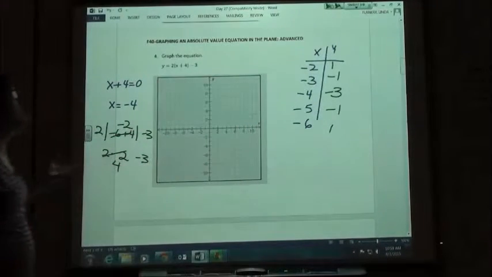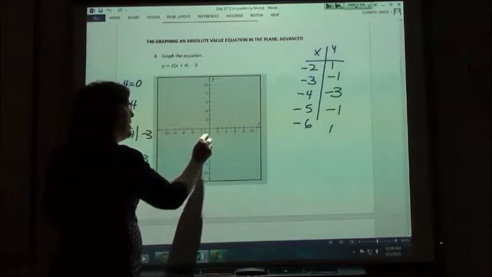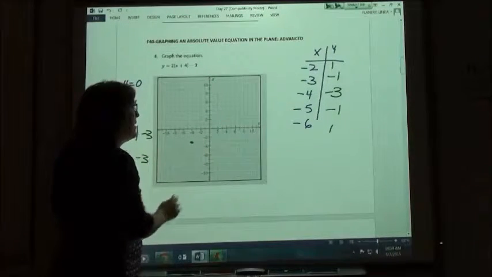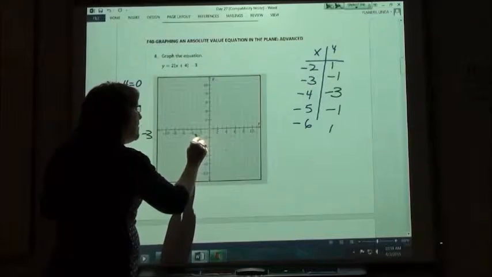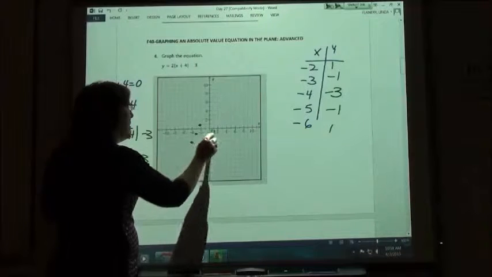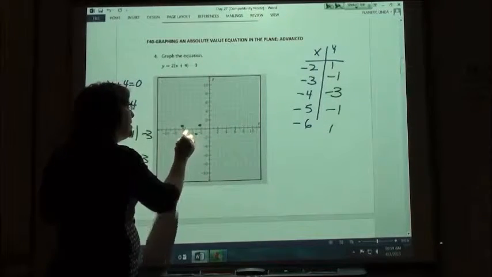Now keep in mind these are going to look like a V shape. So I'm going to plot my points. Negative 4, negative 3: over 4, down 3. Negative 3 is at negative 1. Negative 2 is at positive 1. Negative 5 is at negative 1. Negative 6 is at positive 1.